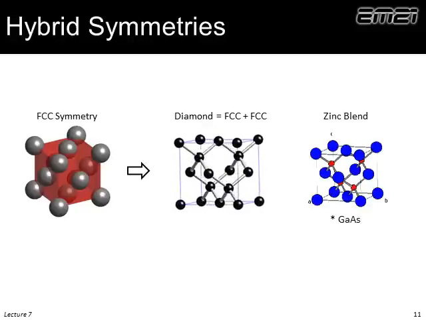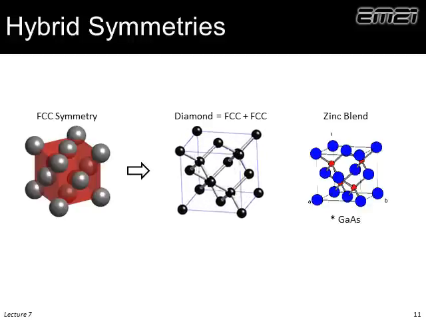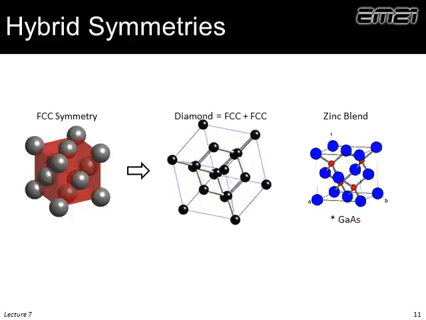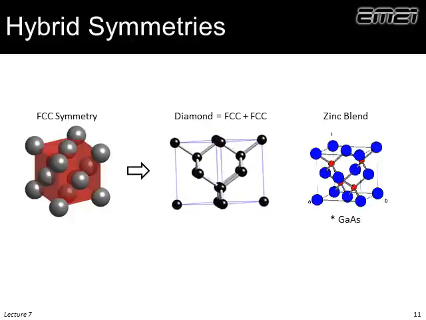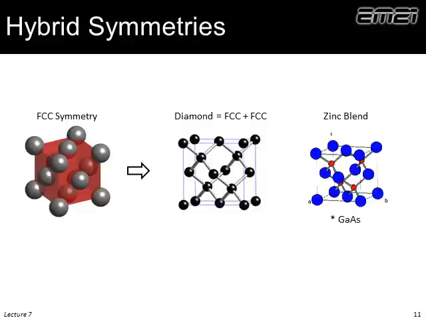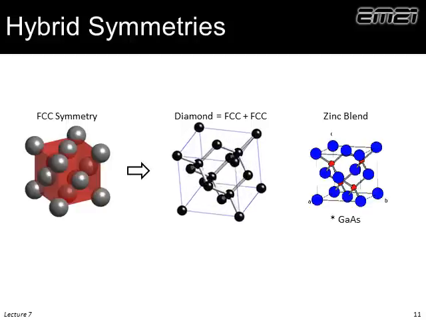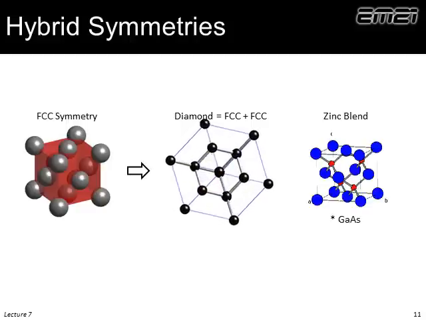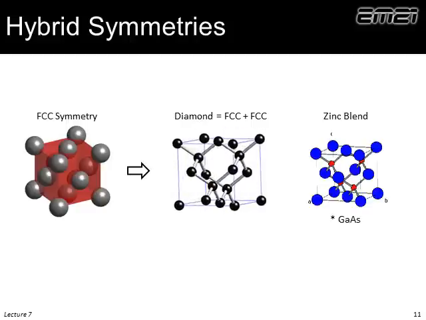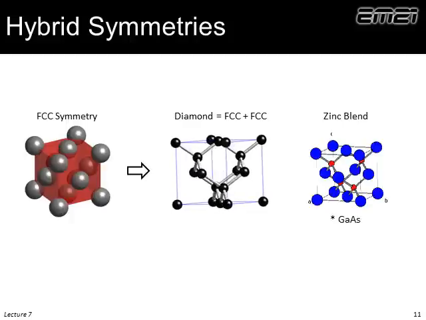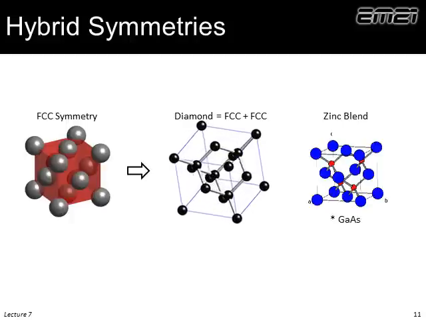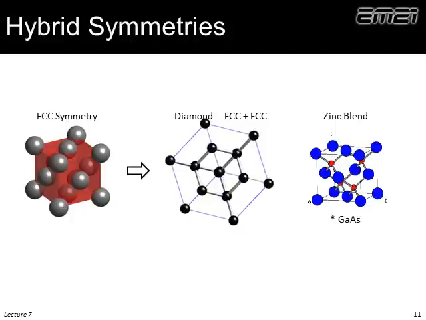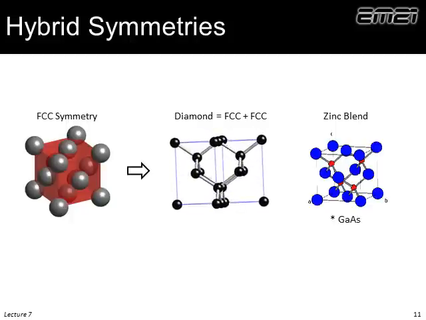There's also hybrid symmetries, and a very famous one is the diamond lattice. In fact, the diamond lattice has face-center cubic symmetry. We can get a little bit more specific about the flavor of face-center cubic symmetry, if you will, and we can think of it as 2 face-center cubic unit cells where one is offset from the other along the extreme diagonal by a quarter of a lattice constant. And then we get the diamond lattice.